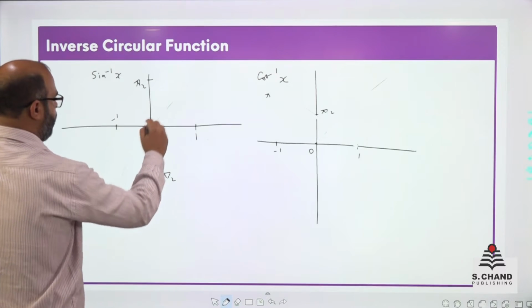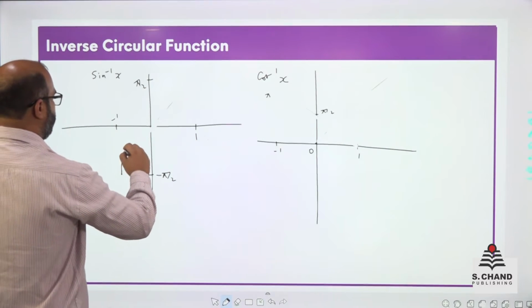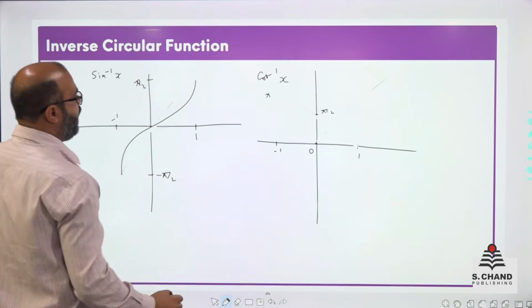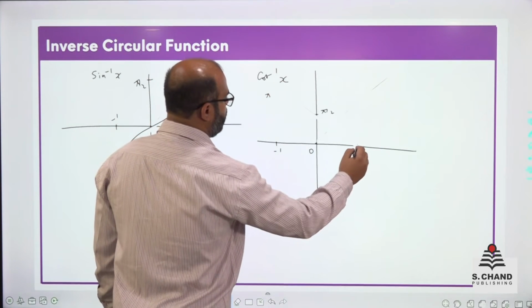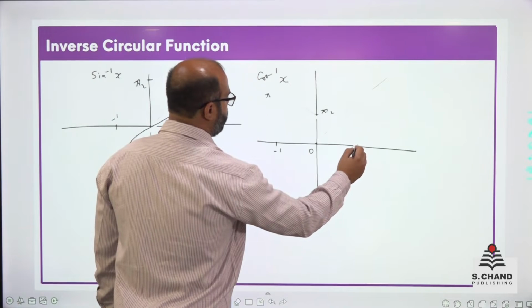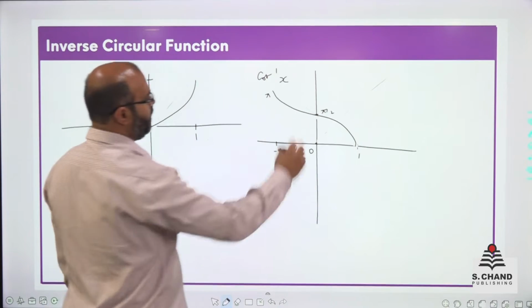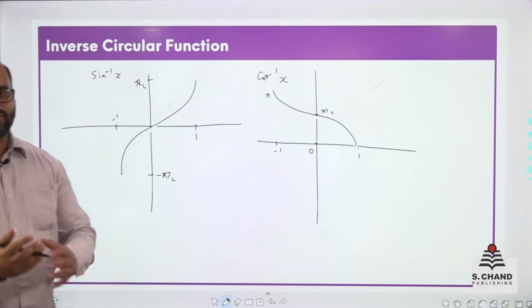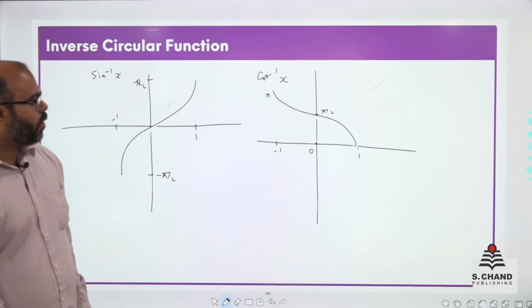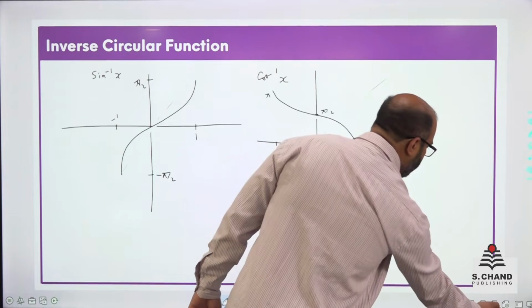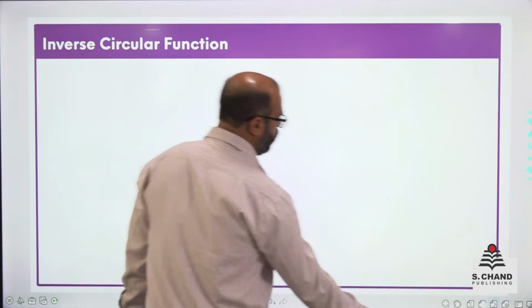The sine graph is like this, so sine inverse is like this, and the cos graph is like this, so the cos inverse graph is something like this, right? This type of graphs. Other graphs also you can see from the book. I am not going into the detail of the graphs. Now let us come to some questions.